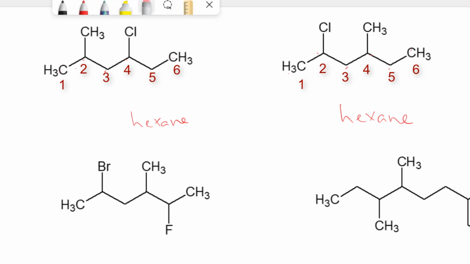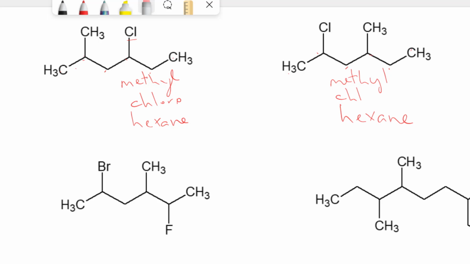And the difference then is, again, where do we start the naming? So I know that I have a methyl group, so I'm going to write down methyl here, and methyl here, and I have a chloro group. So I have a chloro group, and I also have a chloro group here.